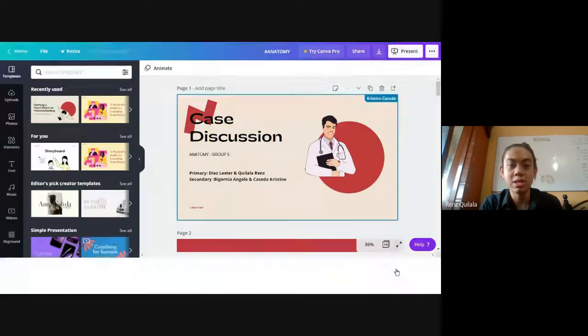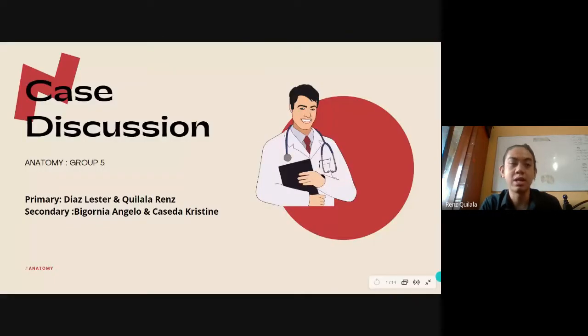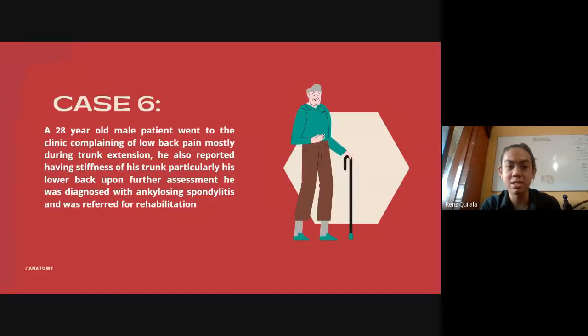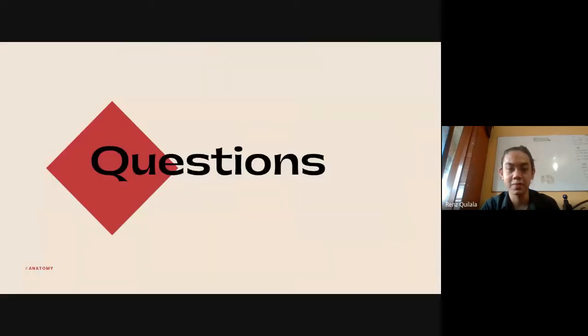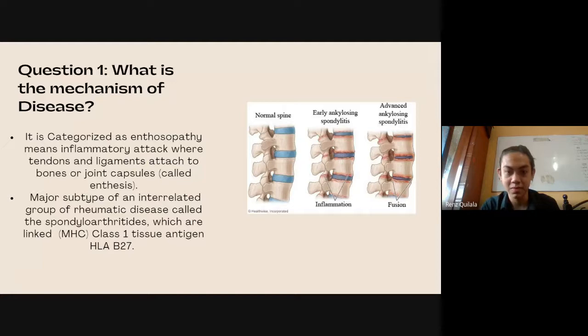Today, we are going to discuss the case of a 28-year-old male patient who went to the clinic complaining of low back pain, mostly during trunk extension. He also reported having stiffness of his trunk, particularly his lower back. Upon further assessment, he was diagnosed with ankylosing spondylitis and was referred for rehabilitation. So for question number one, discuss the mechanism of the disease.